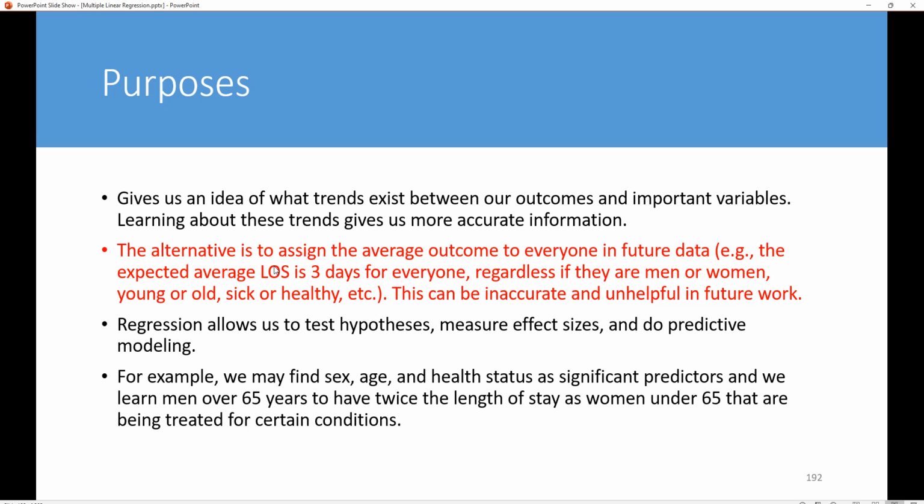For example, the expected average length of stay is 3 days for everyone, regardless if they are men or women, young or old, sick or healthy, etc. This can be inaccurate and unhelpful in future work. Regression allows us to test hypotheses, measure effect sizes, and do predictive modeling. For example, we may find sex, age, and health status as significant predictors, and we learn men over 65 years have twice the length of stay as women under 65 that are being treated for certain conditions.